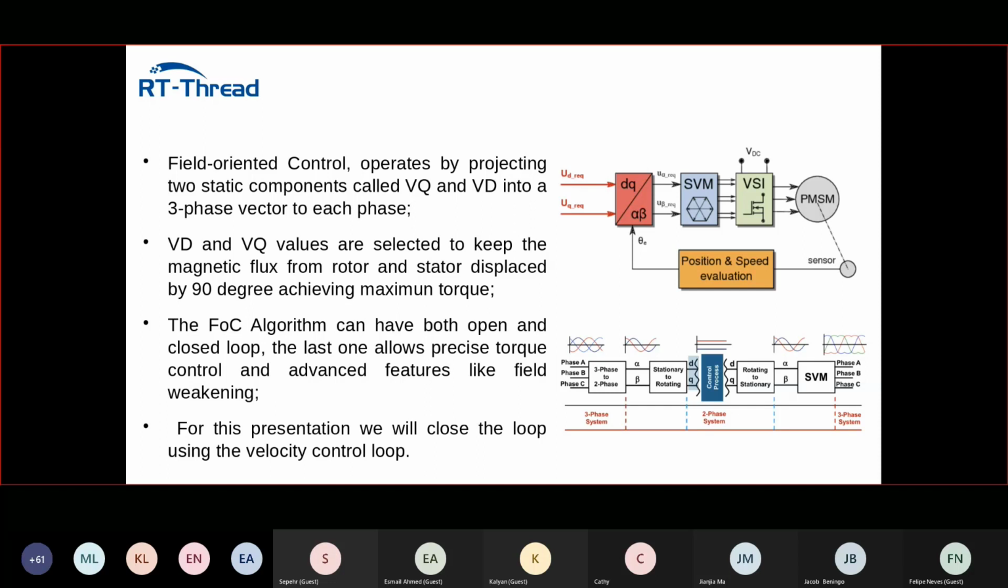So when you have both IQ and ID displaced by 90 degrees, you will end up with the maximum torque allowed by your motor, of course, depending on the specification. So the field oriented control uses this heuristic to move the motor.